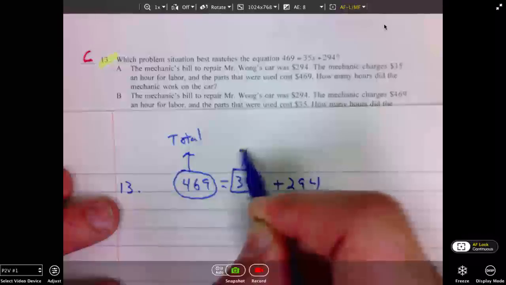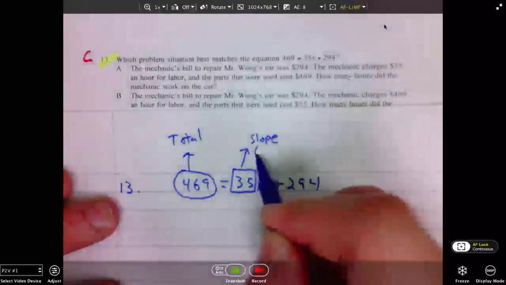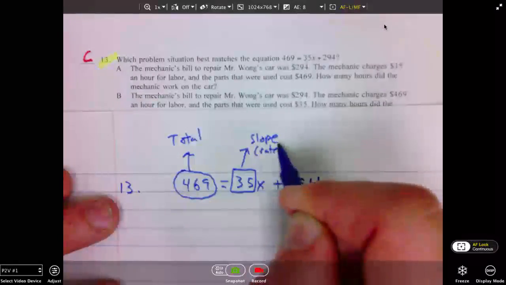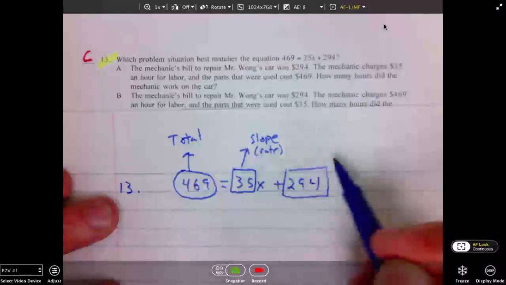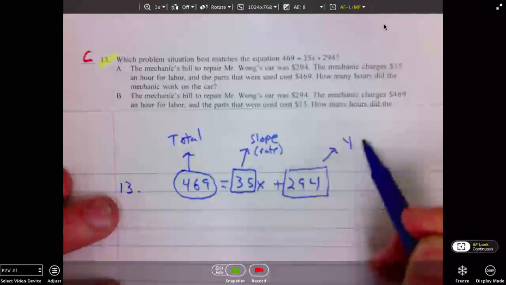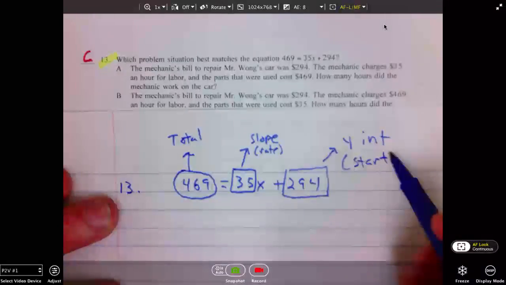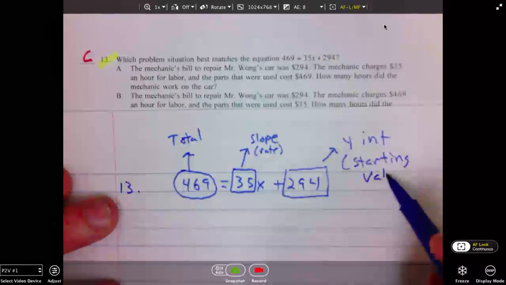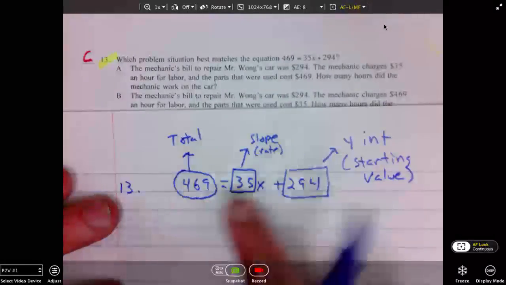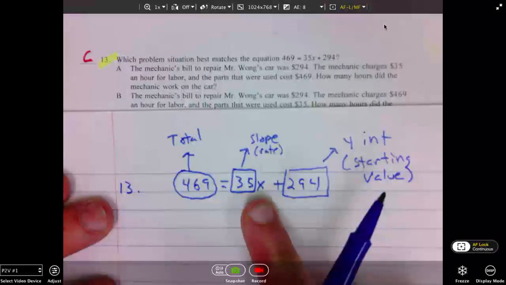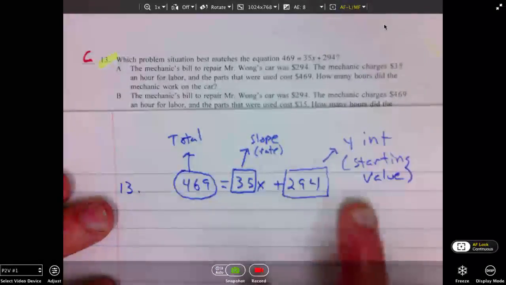We also call this our slope. Slope is a rate. This value here, as we mentioned before, is the y-intercept. The y-intercept is a starting value. It's the value of y, our total, whenever x is 0. So we're looking for a situation that has a total of 469 and a starting value of 294.